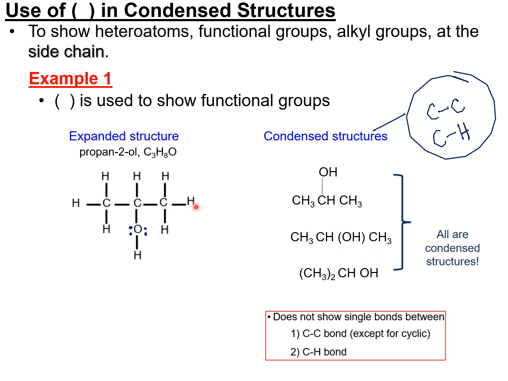And continue by condensing the next CH3. Like that. Okay, so for example, if there is an equation CH3 to CHOH, but this one is not preferred. All of them are condensed structures. Indeed condensed. We remove the C-C single bond and the C-H single bond. But only the top two structures are accepted.